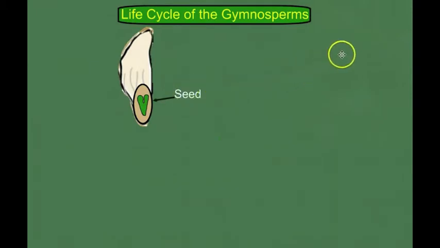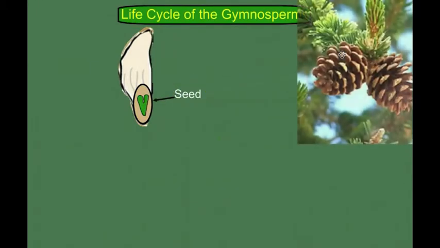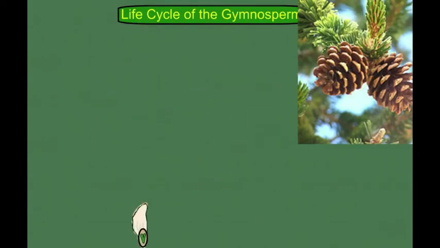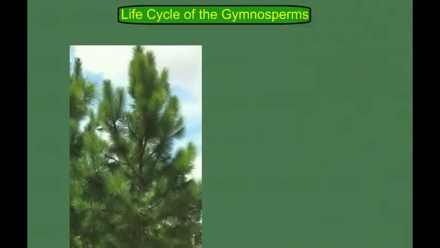Now the seed, if we go back to the seed cone, the seeds are found here. When the cones mature, the scales peel back like you see in this picture, and the seeds can fall out of the cone, land on the ground, and grow into a new pine tree. And that's going to do it for the life cycle of the gymnosperm.